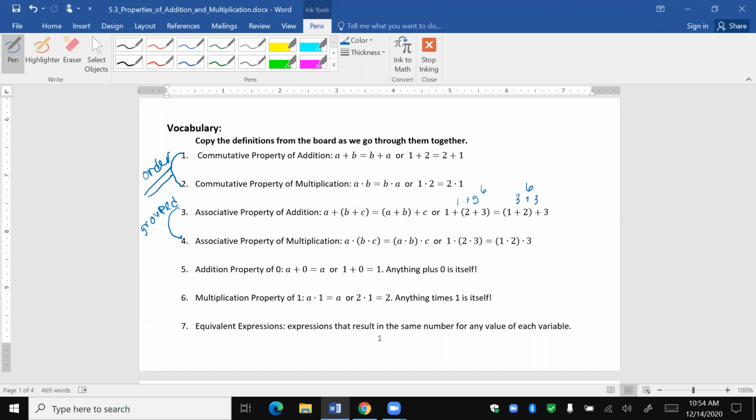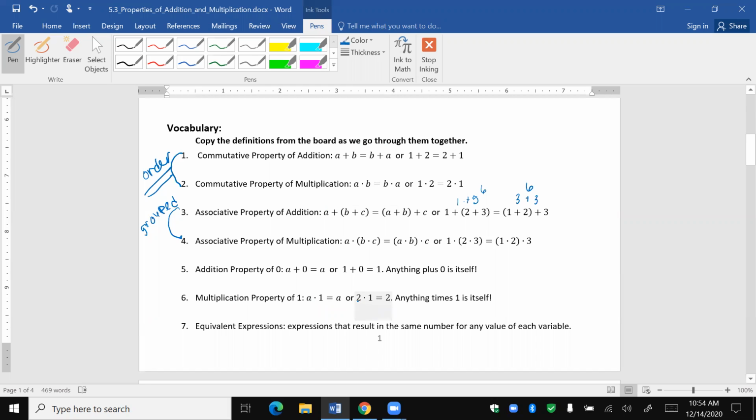These next two are pretty straightforward. Addition property of 0. What that tells us is anything plus 0 is just itself. So I can always get rid of that and just make it itself. Same thing for our multiplication property of 1. Anything times 1 is itself.